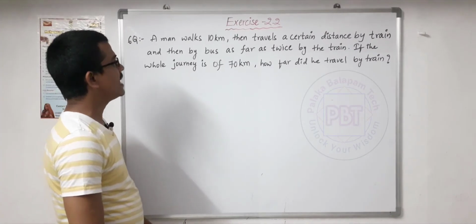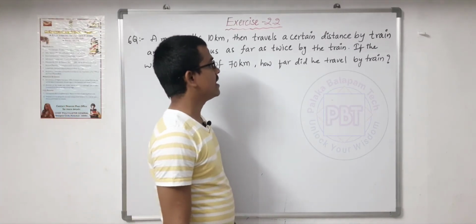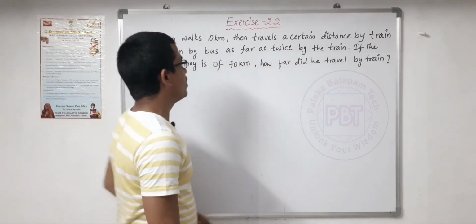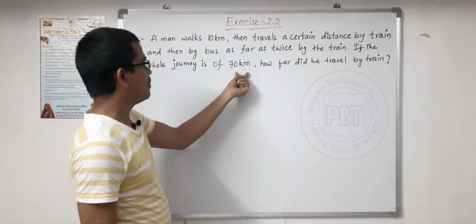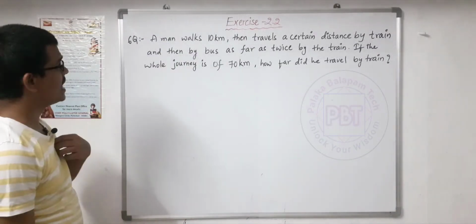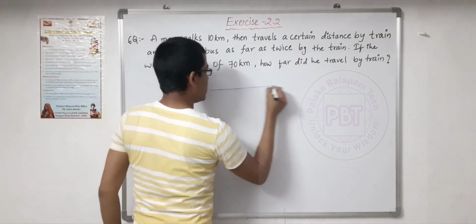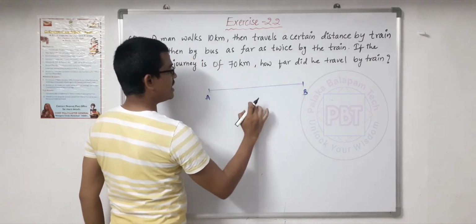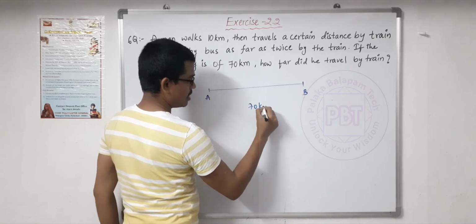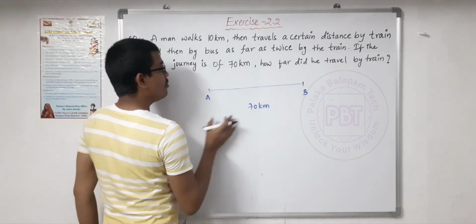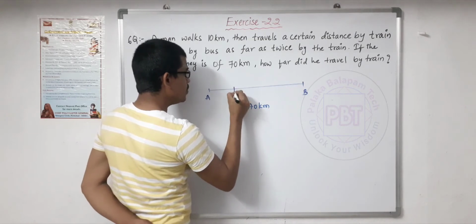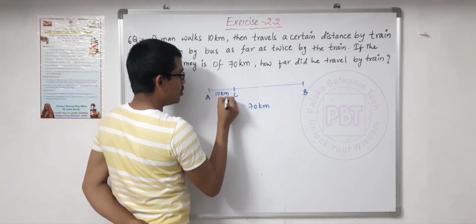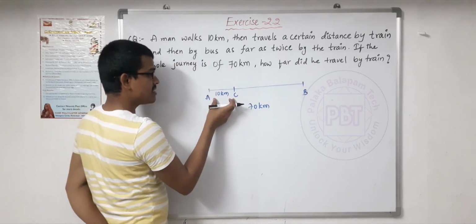A man walks 10 kilometers, then travels a certain distance by train and then by bus as far as twice by the train. If the whole journey is 70 kilometers, how far did he travel by train? Observe here, the whole journey, for example from point A to point B, is 70 kilometers. From A to C, 10 kilometers he covered by walk.